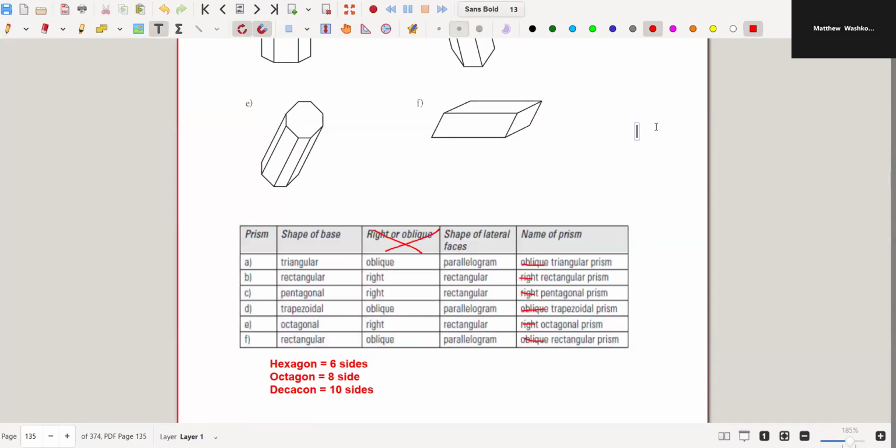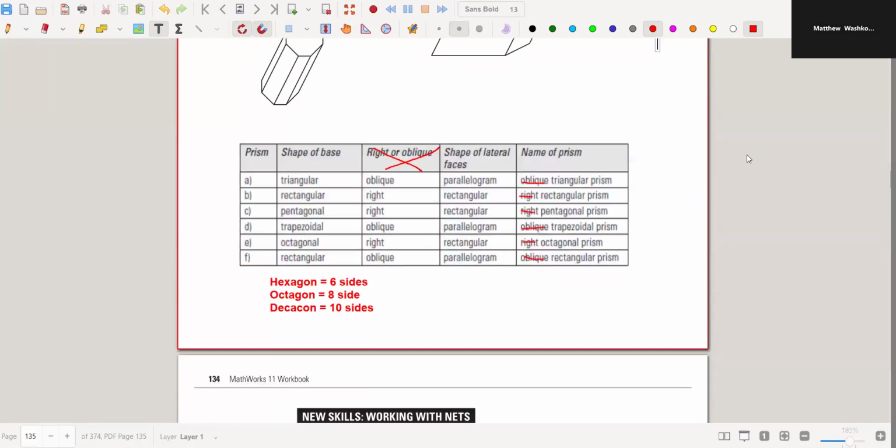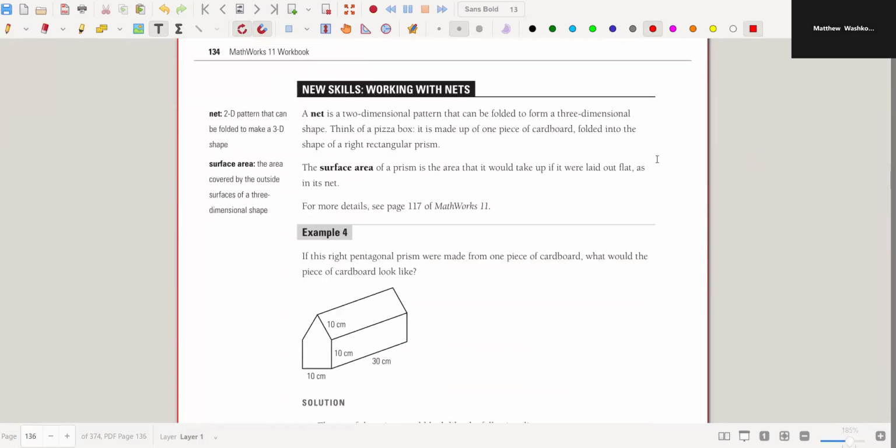But the name is not too important. I'll give you as much information as I can out of that. This isn't meant to be a test of whether you can recognize what shape it is. That's not the purpose of this unit. So the next thing we're going to be doing here is nets.